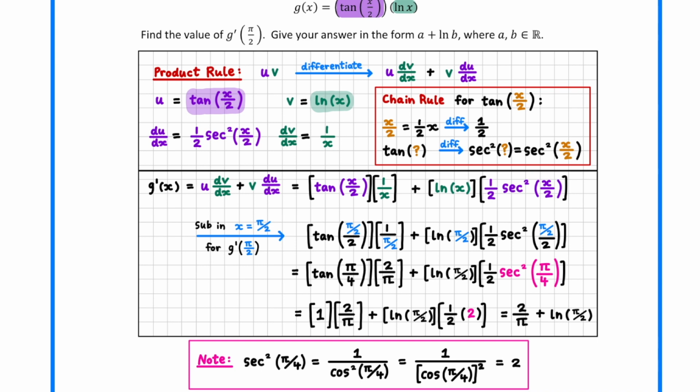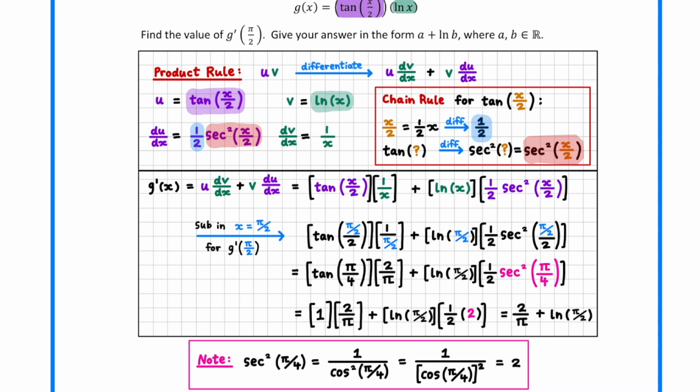To find du/dx, we must use the chain rule. The inner differentiation gives us 1 over 2, and the outer differentiation gives us secant squared of x over 2. du/dx is found by multiplying these together.